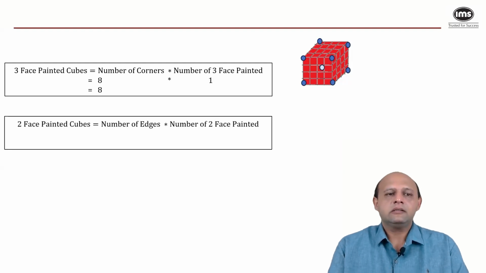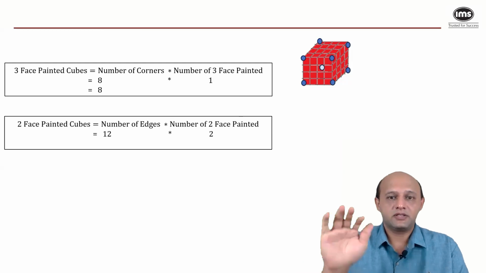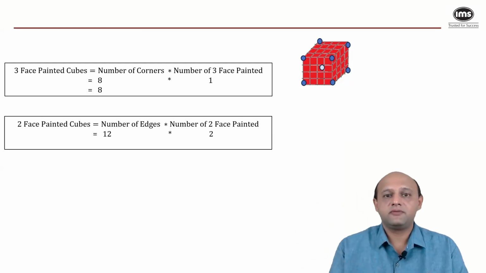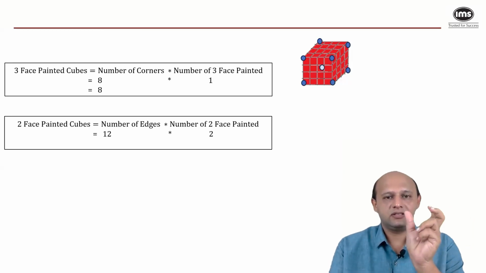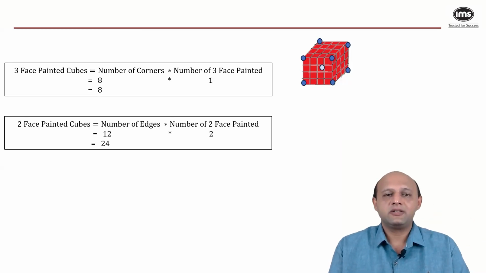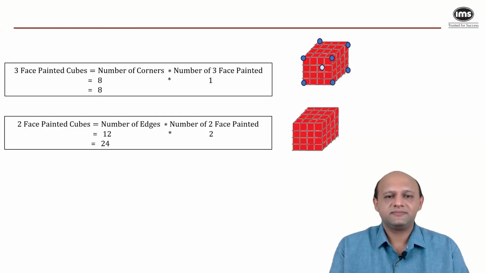To understand the number of cubes with 2 faces painted, which excludes the ones at the corners, obviously, because they've got 3 faces painted, you need to look at the edges, not at the corners, in the center. So how many edges do you have? You have got 12 edges, right? And per edge, how many cubes will you find? 2, not 4. So let's understand this.